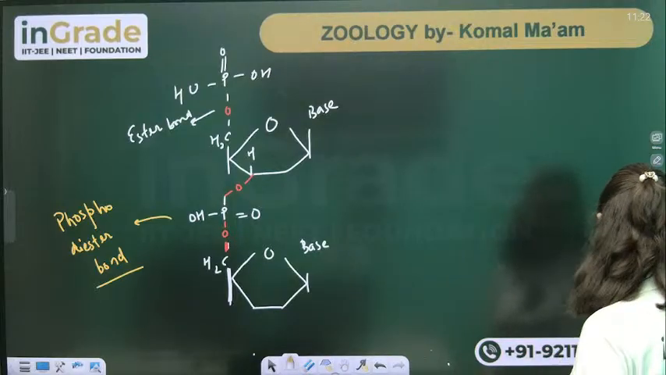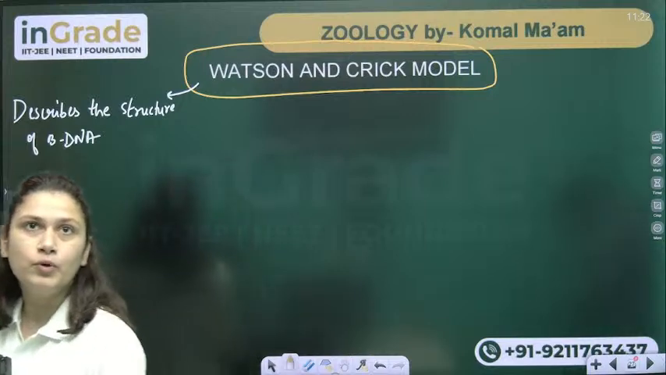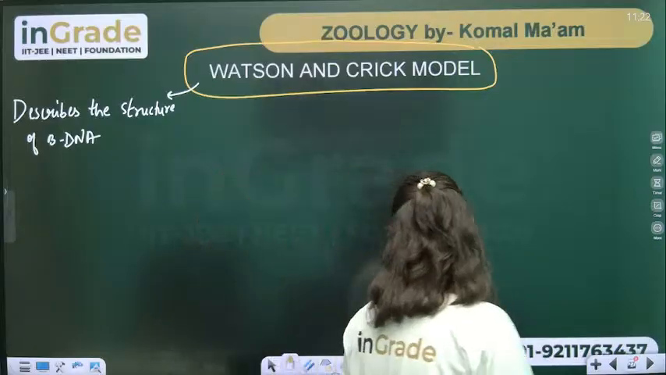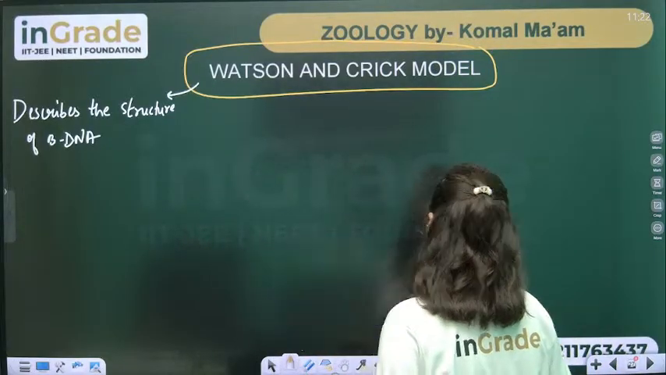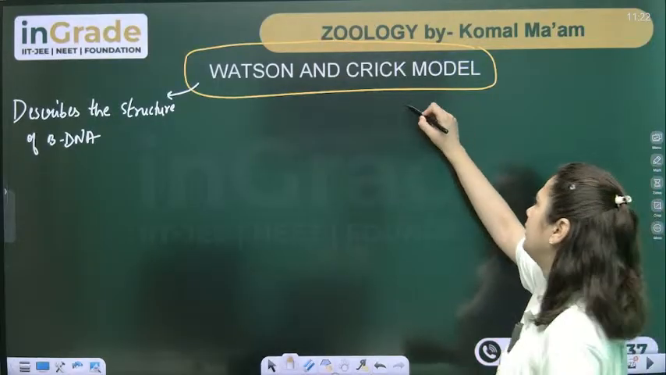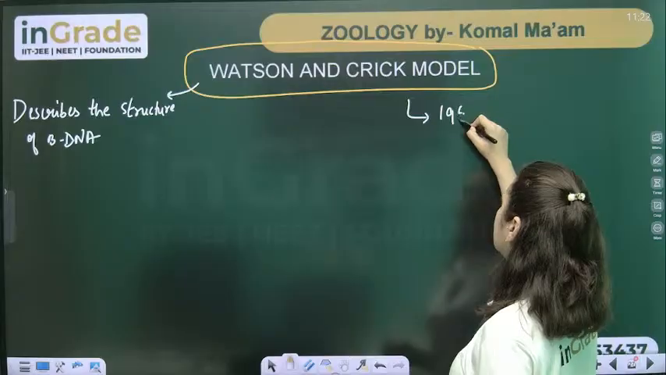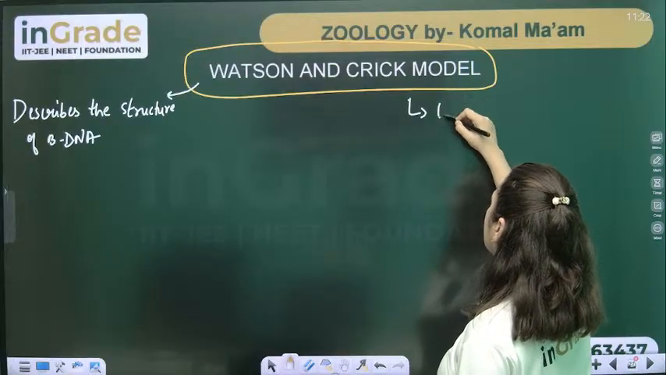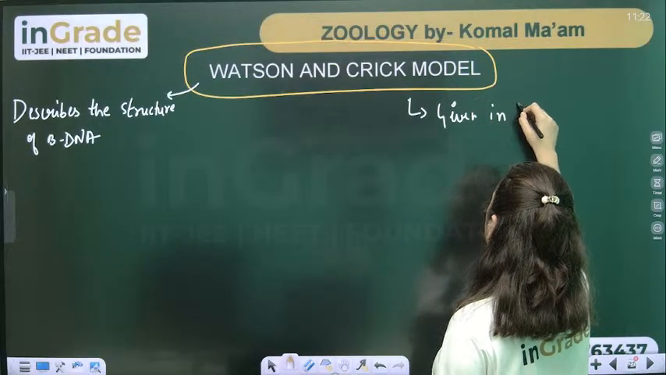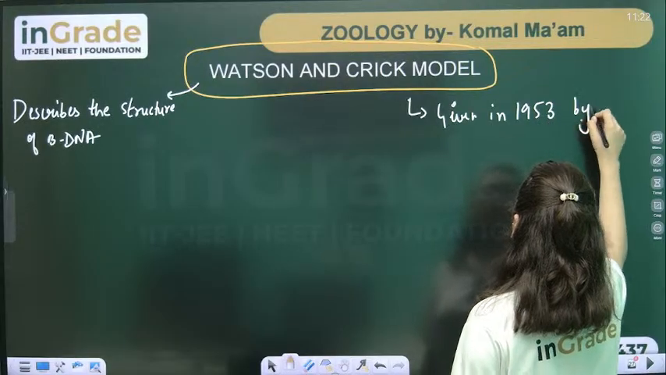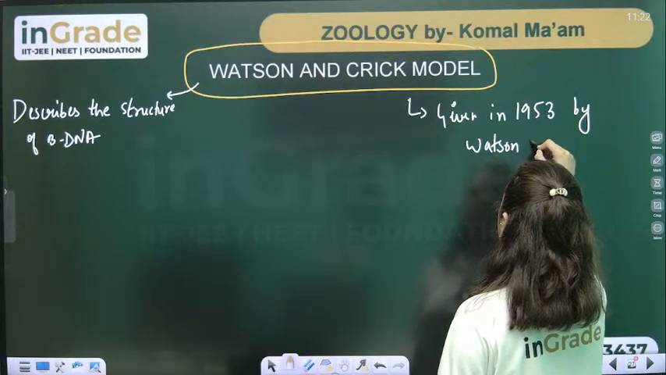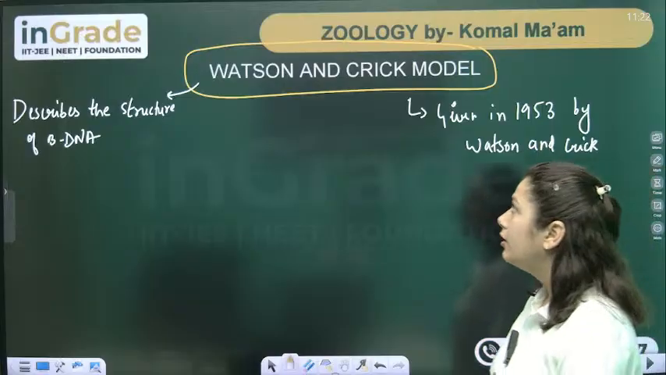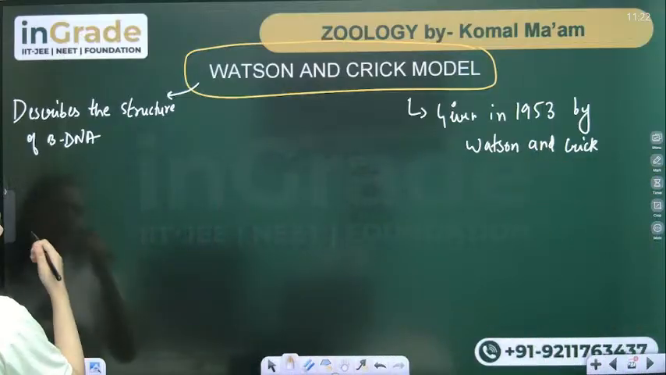Okay, class. Next, we'll discuss the structure of B-DNA that was explained by the Watson and Crick model. The Watson and Crick model was given in 1953 by Watson and Crick. Now, what does this tell us about the DNA model?